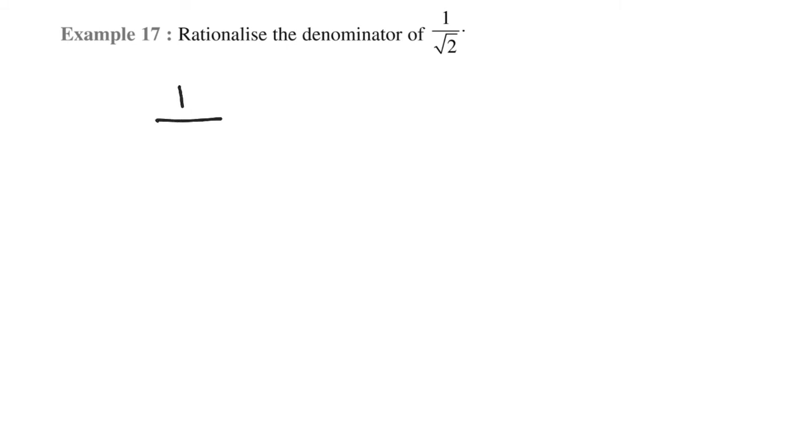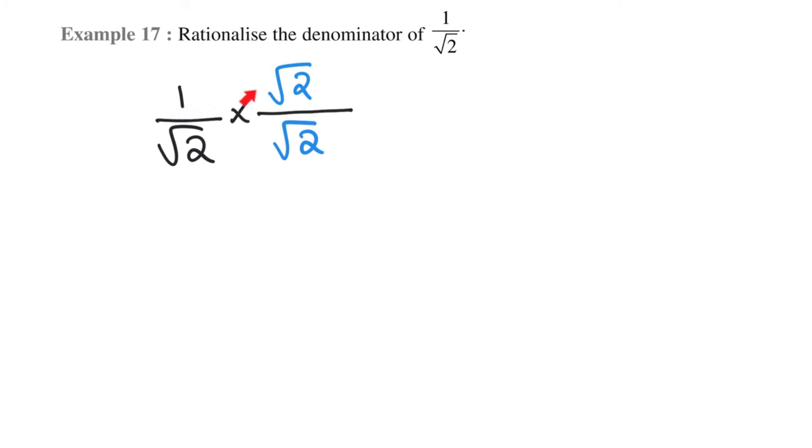1 over square root 2. In order to rationalize the denominator, I will multiply and divide by square root 2. Because why do I do that? Because square root 2 and square root 2 divided together is going to be 1. So basically it's not going to change anything. Now let's see.